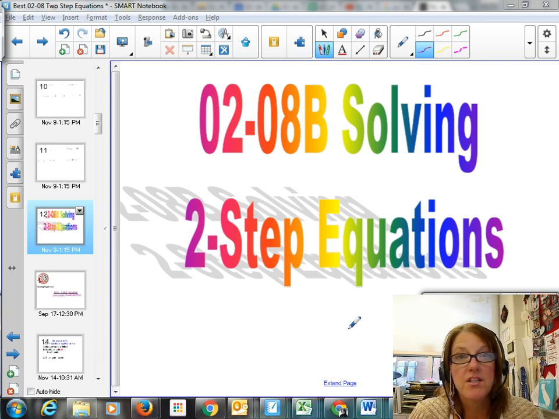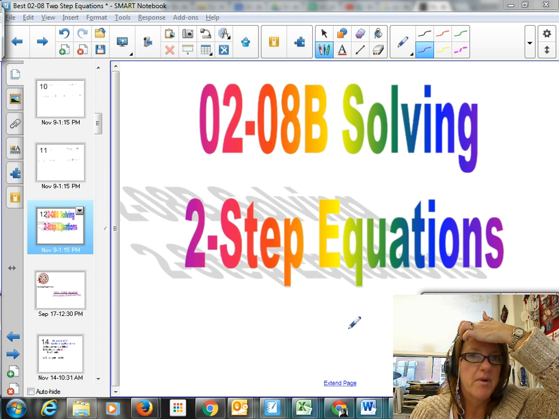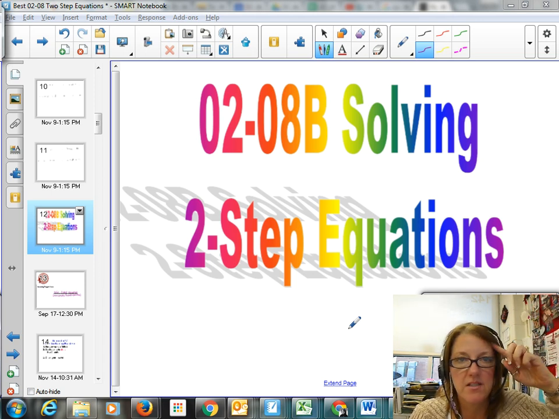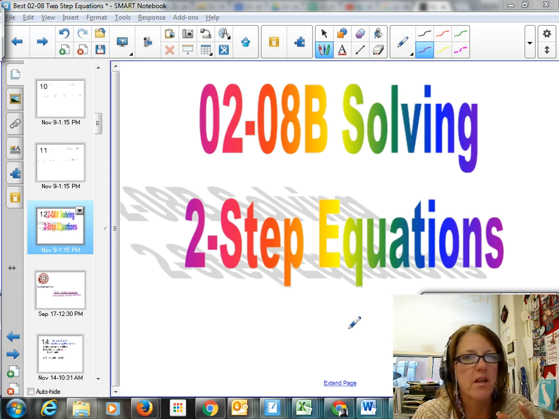We are continuing on section 8, but we have a number of layers of complexity. Today we're staying in the two-step equations, but they're getting a little more complicated. I want to tackle a few examples with you and then have you try some on your own. Label the top of your notes section 2.8b. It's still called solving two-step equations.